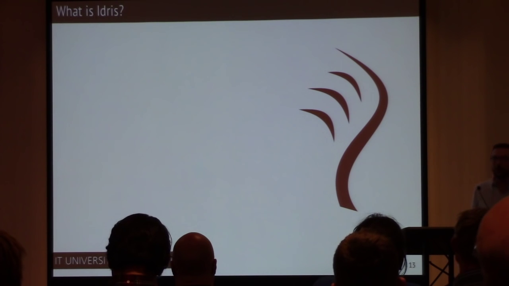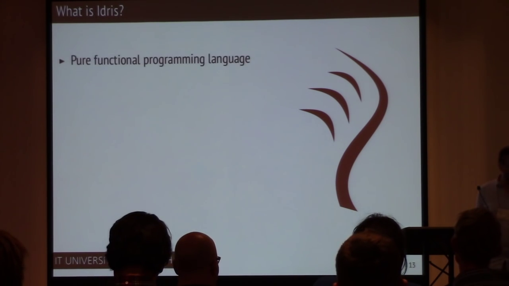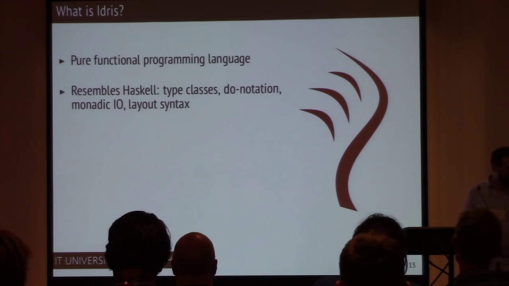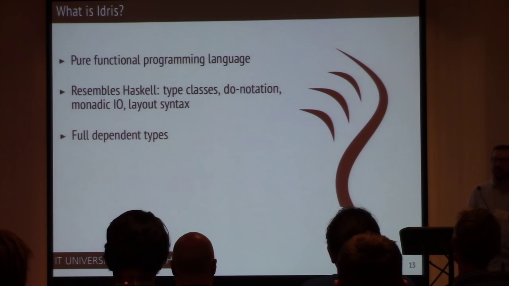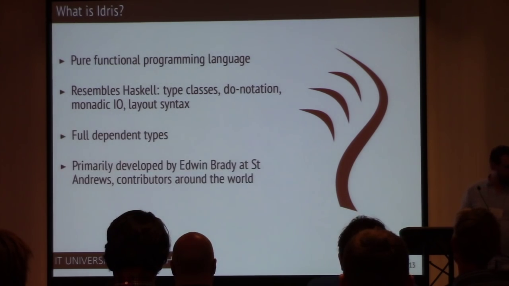So for those who don't know, Idris is a pure functional language that I think of as being part of the broad Haskell family of languages. It looks a lot like Haskell. It's got type classes, do notation, monadic I/O, layout syntax. It's strict, but other than that. And also it has full dependent types.